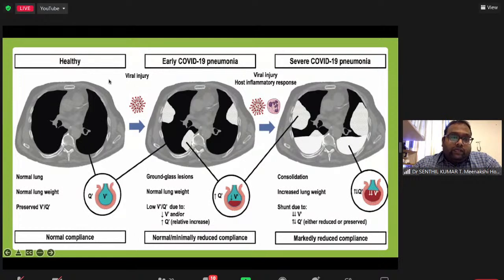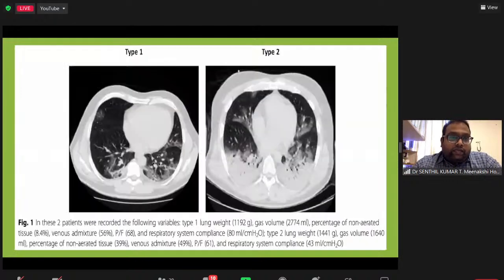During early ARDS, the hypoxia is more likely due to a low VQ mismatch. But in severe ARDS, there will be consolidation, collapse, and inflammatory response, more in the dependent portion of the lung, leading to increased lung weight, and there will be both increased ventilation-perfusion mismatch and shunts, which markedly happen, causing severe COVID-19 pneumonia.